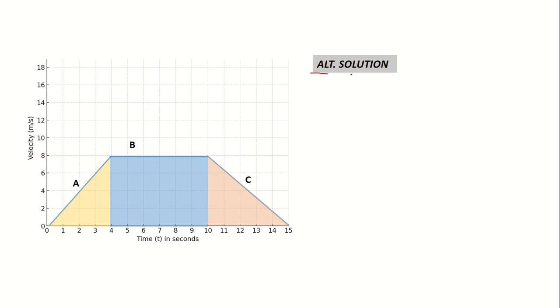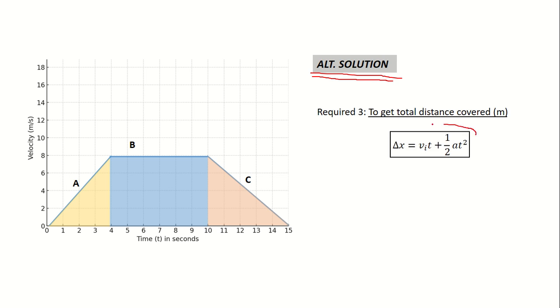Actually, there's an alternative solution that I thought you should know, or might like to know. You would need to use this formula. Displacement is equal to the initial velocity times the time, plus 1/2 acceleration times time squared. So you have two time entries here, and they should have the same value because they are the same variable. You have to do this on all of the segments. So you will use the formula 3 times, for A, B, and C.